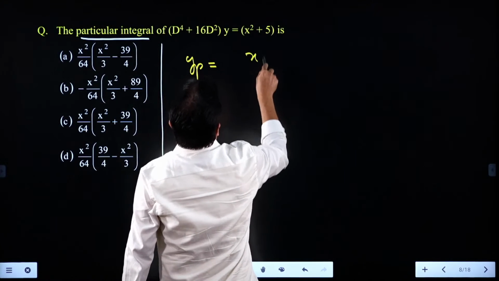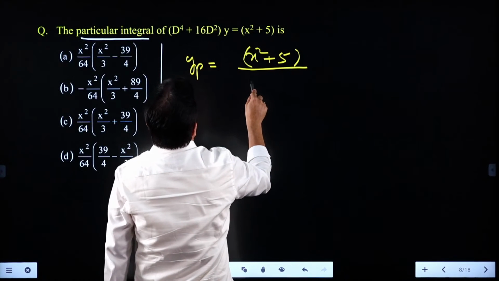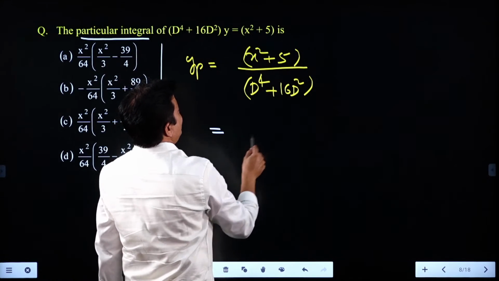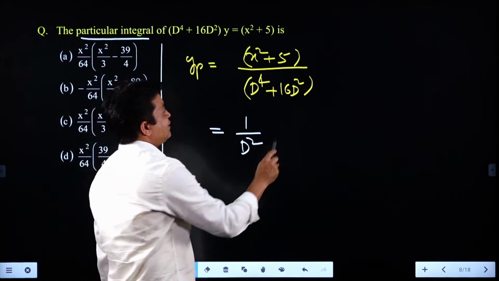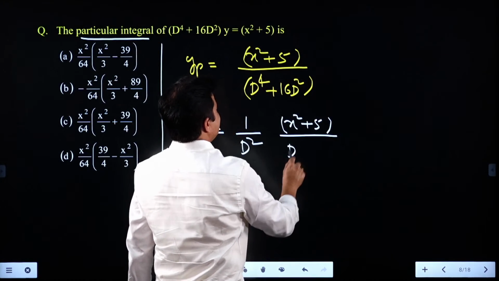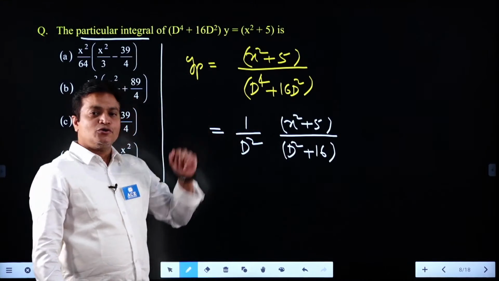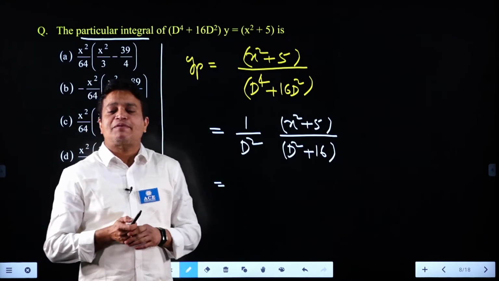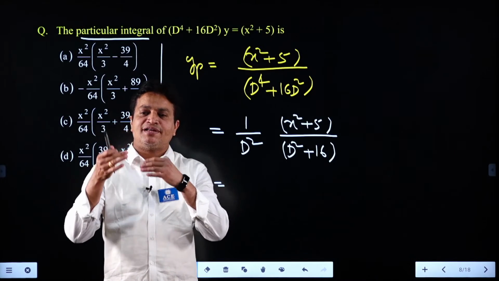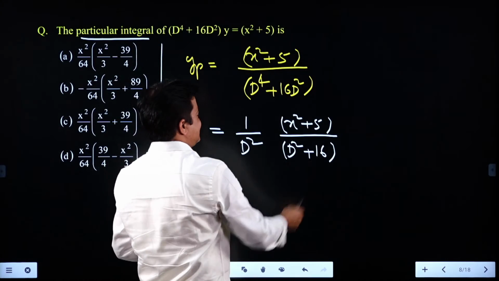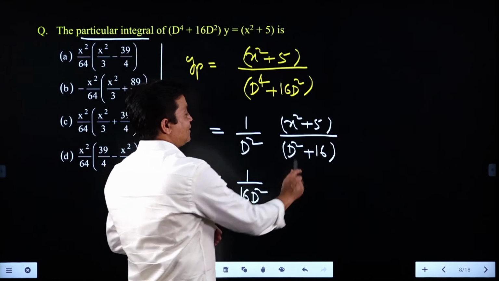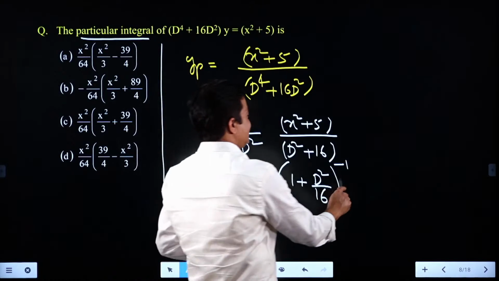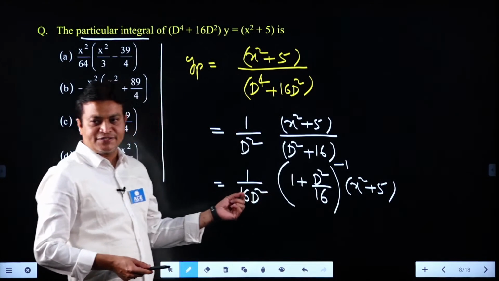Yp equal to right hand side, x square plus 5, by f of D, D power 4 plus 16 D square. Intelligently, D square common in the denominator, remaining x square plus 5 by D square plus 16. If the numerator is a polynomial function in x, then we use binomial expansions. But to use binomial expansions, I want to see 1 plus x or 1 minus x, whole power minus 1, minus 2, minus 3, like that. Here 16 is there. Take 16 common. Then you get 1 plus D square by 16 in the denominator, take to the numerator, whole power minus 1, into x square plus 5 you write. This step is easy to understand.